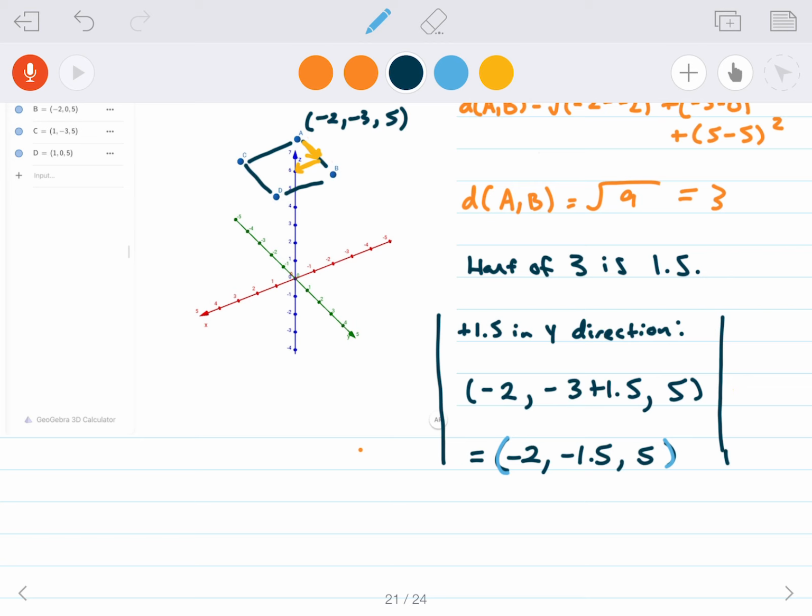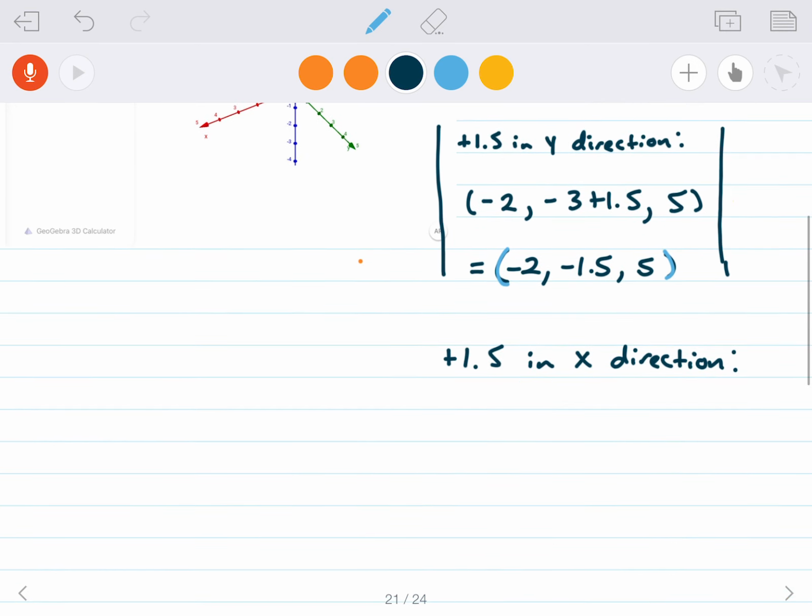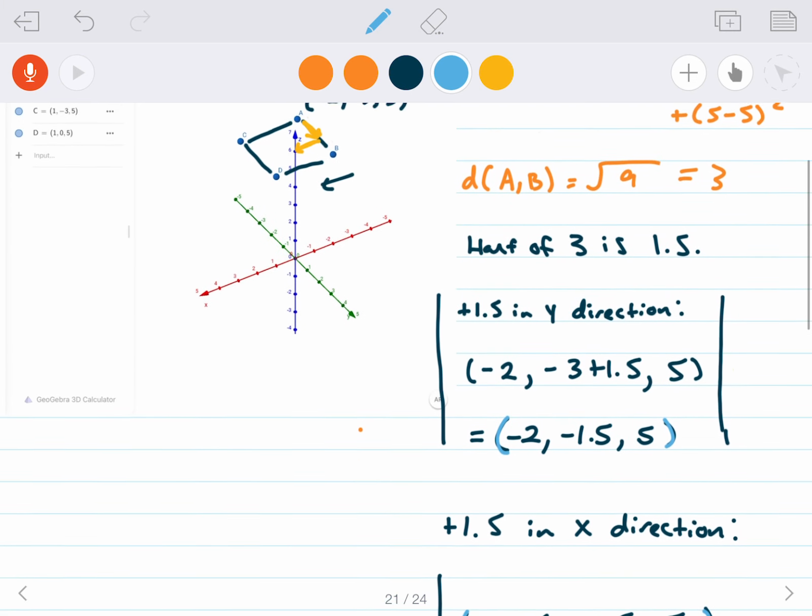Now what I want to do is plus, because I'm moving this way, which is going positive in the x direction. So I want to go ahead and add 1.5 in the x direction. And that's going to give us, well, -2 plus 1.5 is going to give us -0.5. So I have -0.5, -1.5, and 5.